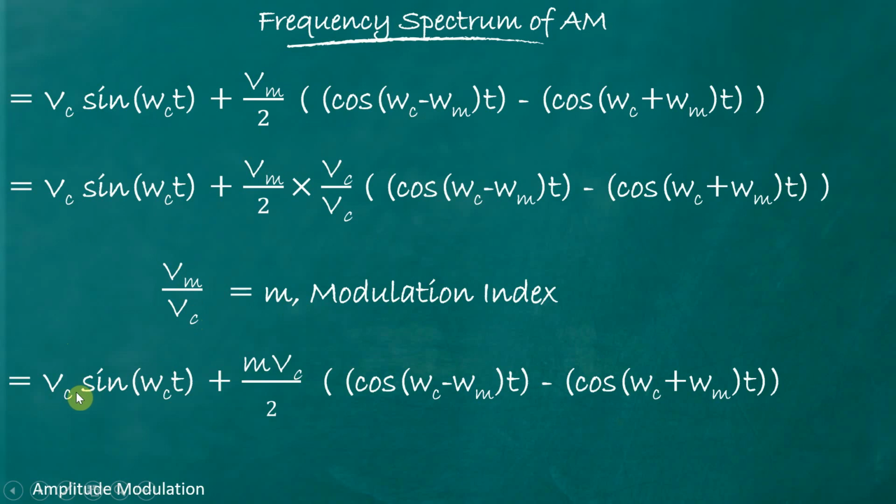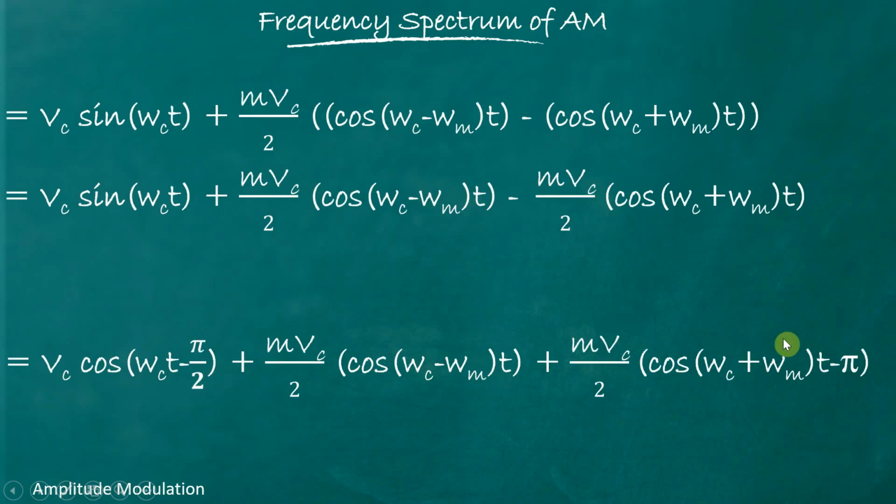So here the final expression is Vm sin ωct plus mVc by 2, because this Vm by Vc is now replaced by m, and this Vc by 2 as it is. So mVc by 2 into cos(ωc t minus ωm t) minus cos(ωc t plus ωm t). Now when you multiply this mVc with this bracket term, you will have mVc by 2 for this term, minus mVc by 2 for the second term.